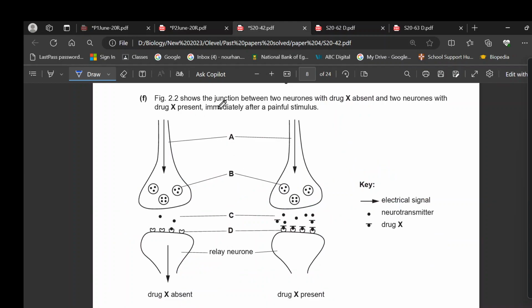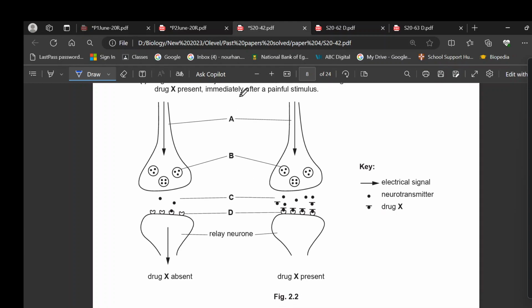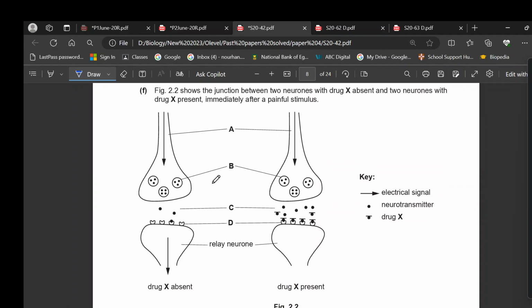Okay, figure 2.2 shows the junction between two neurons with drug X absent and two neurons with drug X present. Drug X absent, drug X present. What can I see immediately after a painful stimulus? If something painful happened to this person, what happens when the drug is not there? Neurotransmitters will be released and bind to the receptors, so he will feel the pain.